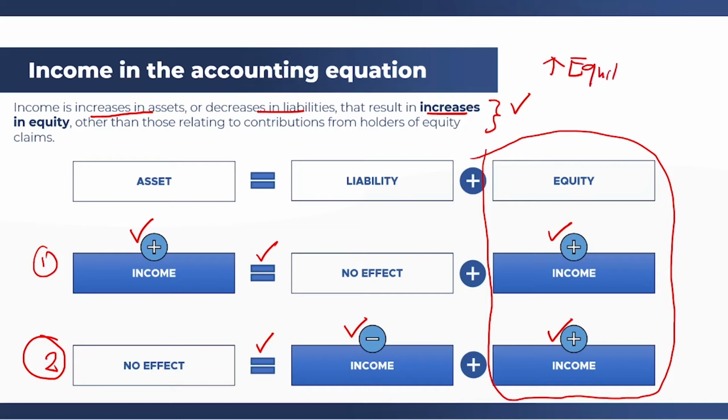If you think about it, to balance the accounting equation while increasing equity, you have to either increase your assets or decrease your liabilities. That's one way of looking at it.